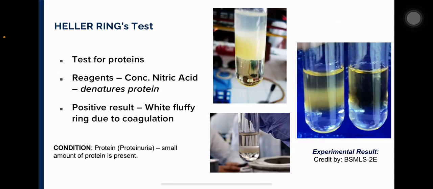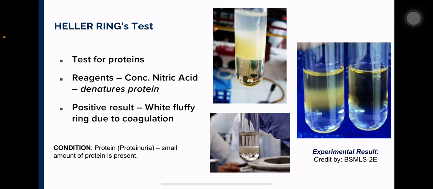Next, we have Heller's ring test. Heller's test detects proteins using concentrated nitric acid, which will denature the proteins. For a positive result, you will have a white ring at the acid-urine interface. This is a classic test for proteinuria but must be handled carefully due to strong acids.